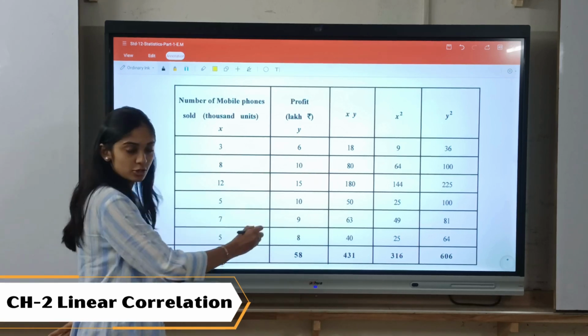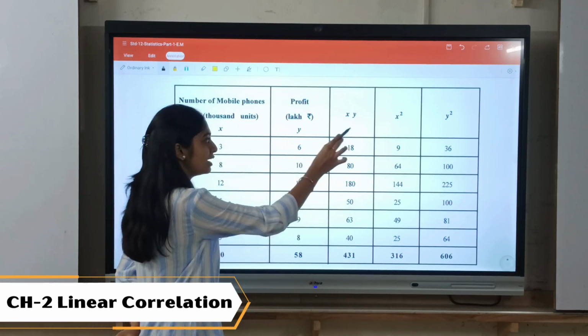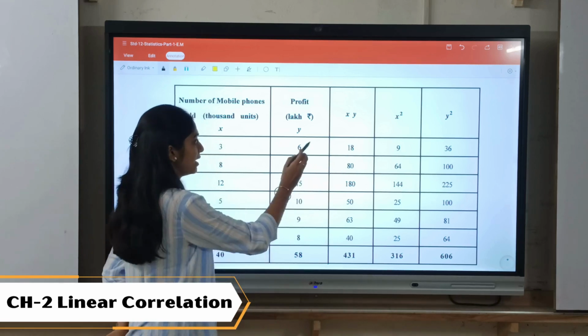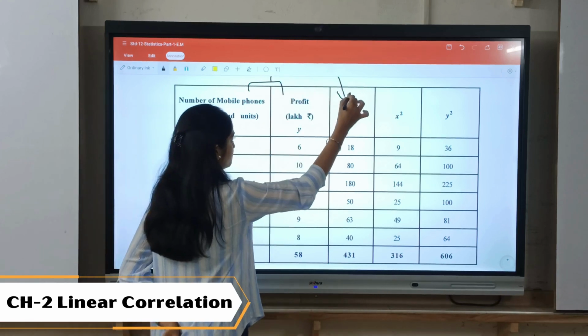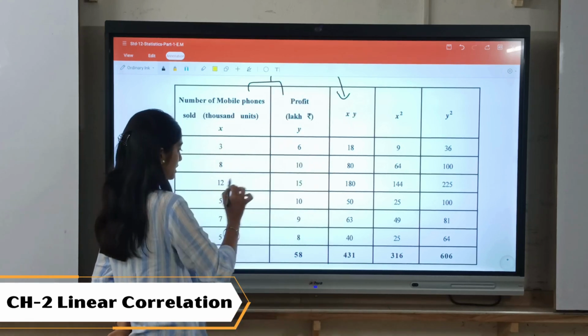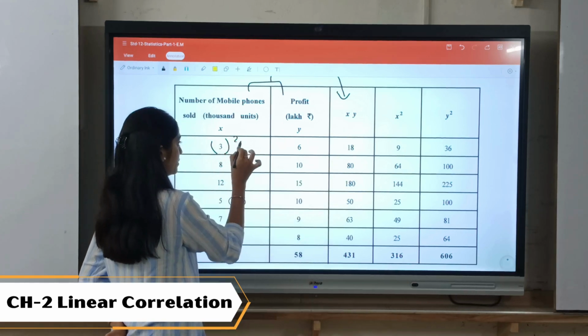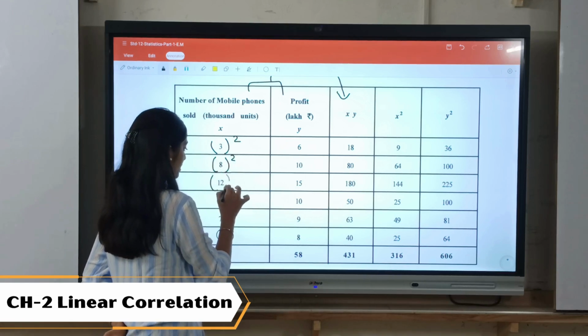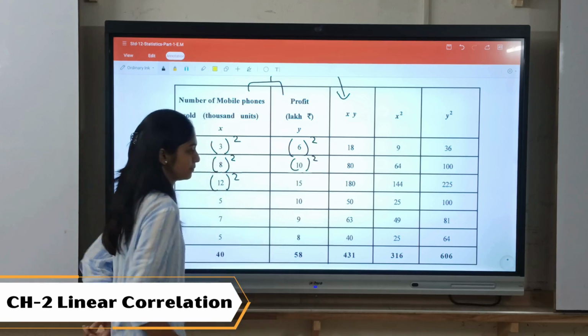x and y will be given in your question. We need to prepare xy, that is the multiplication of x and y, x square, and y square. xy is simply the multiplication of these two columns: 3 into 6, 8 into 10, 12 into 15 and so on. x square is the square of variable x, and y square is the square of variable y.